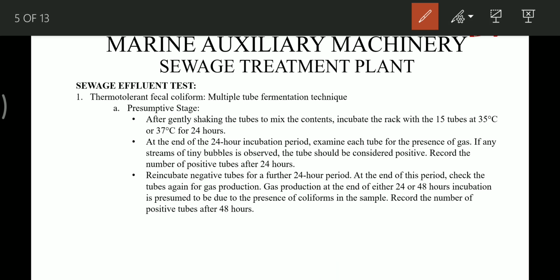After gently shaking the tubes to mix the contents, these test tubes are incubated at 35 to 37 degrees for 24 hours. Then at the end of the 24-hour incubation period, these test tubes are examined for the presence of gas, and if a stream of tiny bubbles is observed, the tube is considered positive. That tube is marked as positive, and we record the readings.